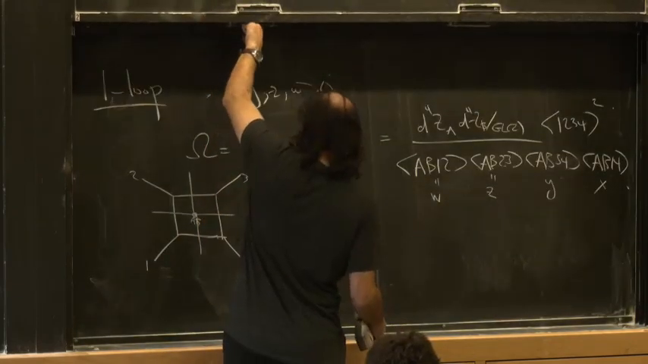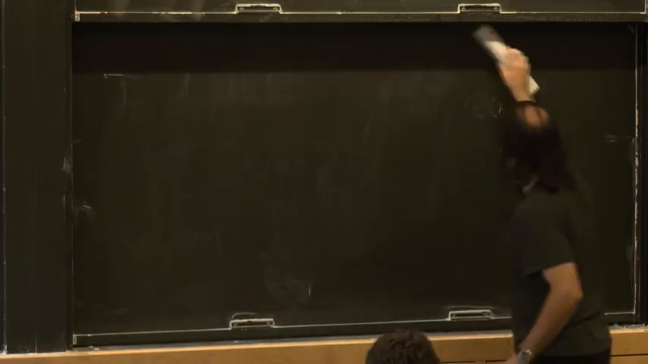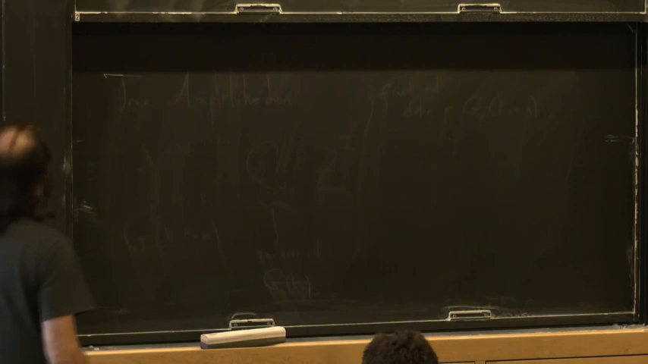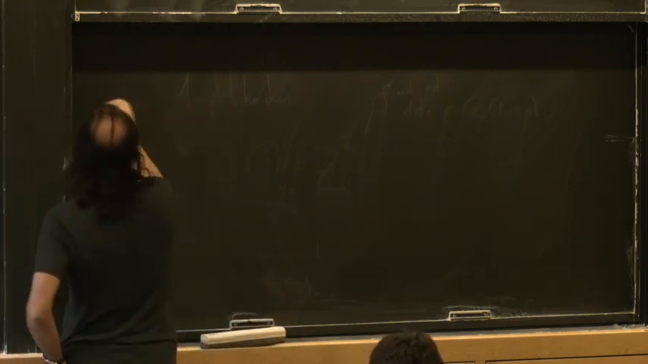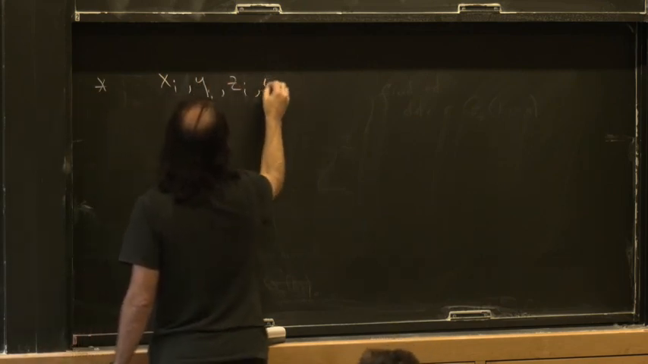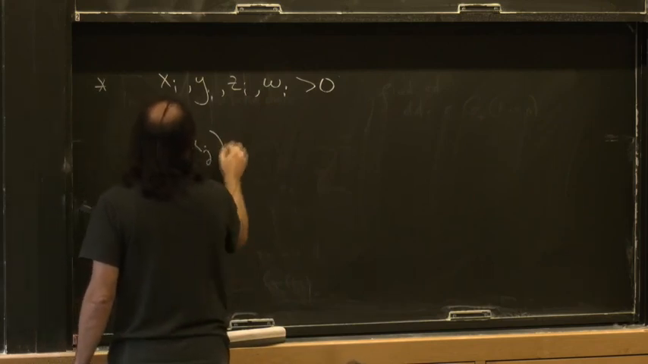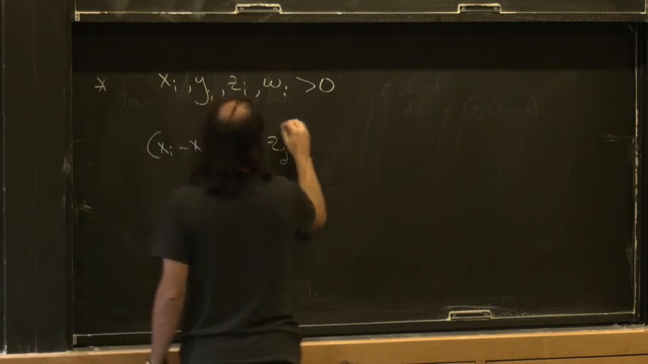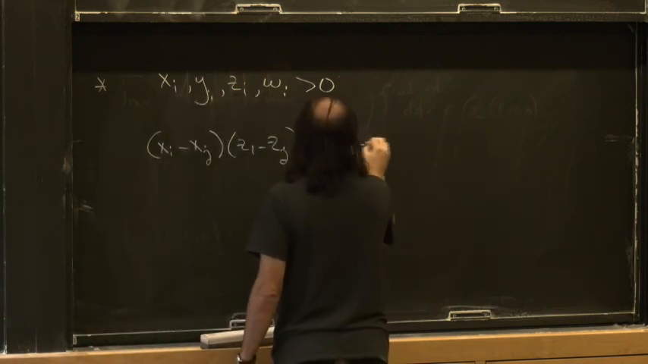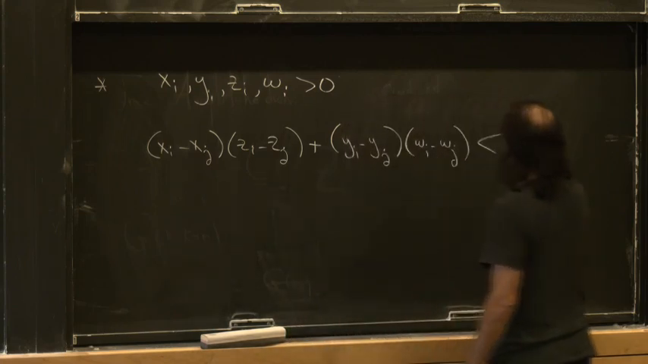Well, we can actually simplify this expression to a very, very pretty form, and phrase it as a sort of junior-high-school-looking geometry problem. If I parameterize each one of the matrices like this, this is equivalent to saying again that all of these x, y, z, w are positive, but that we have this interesting condition: (xi minus xj)(zi minus zj) plus (yi minus yj)(wi minus wj) is negative.